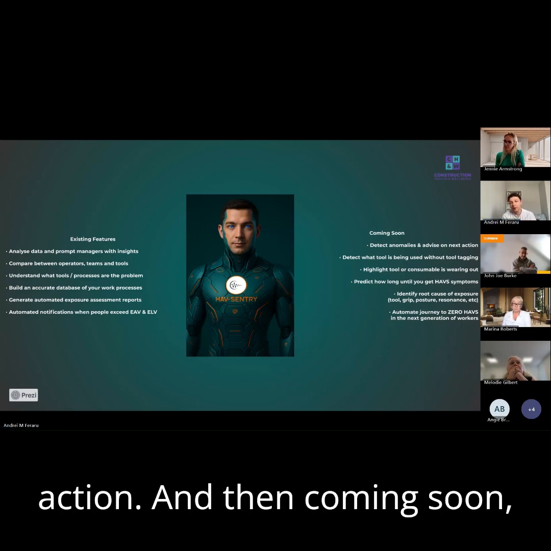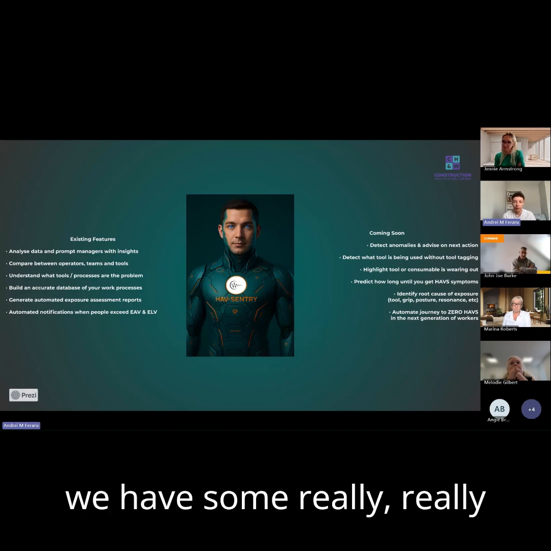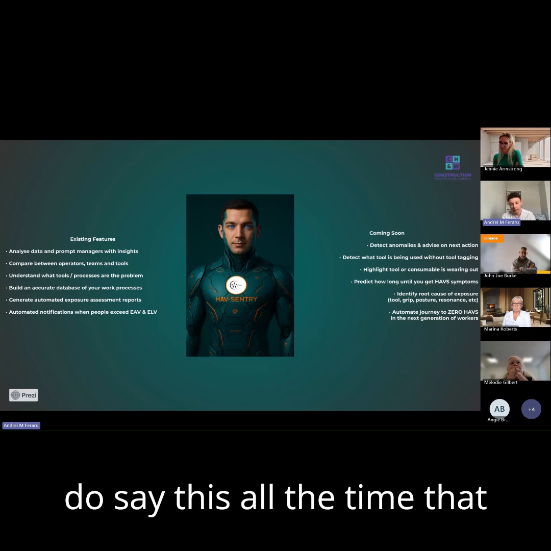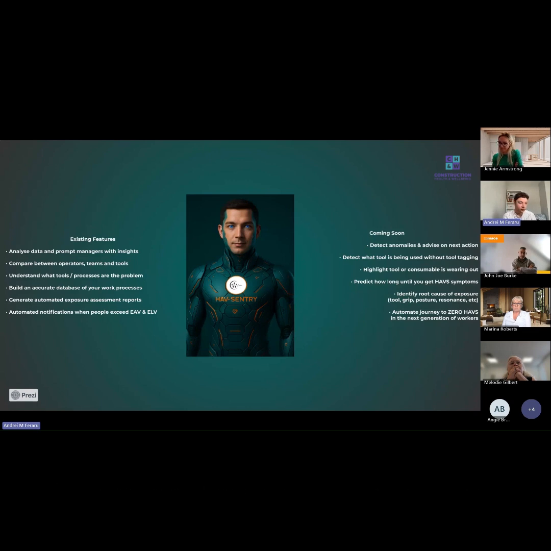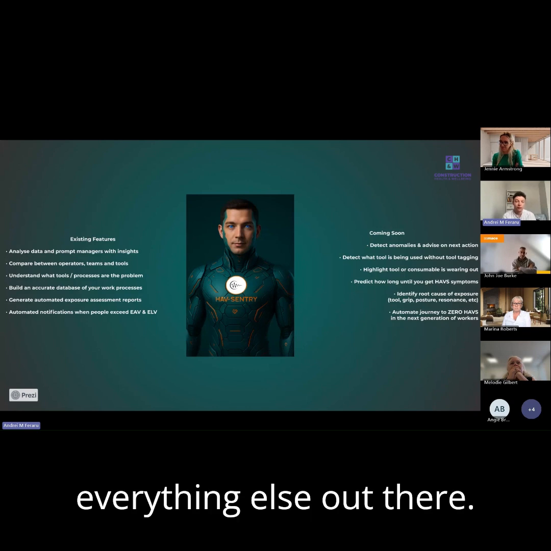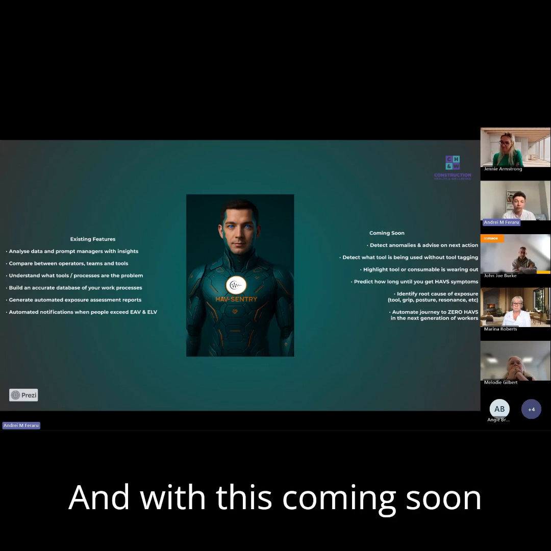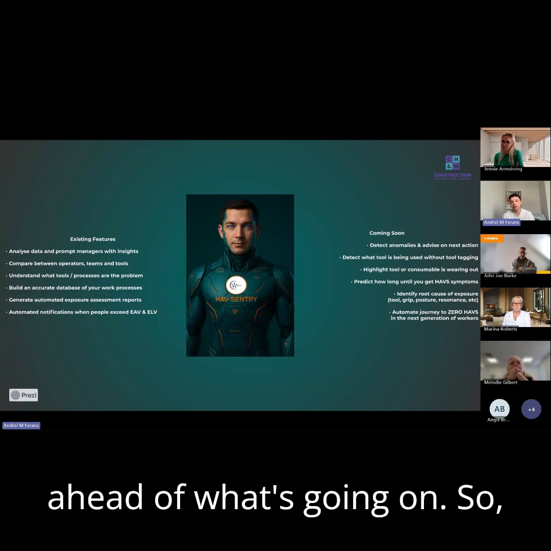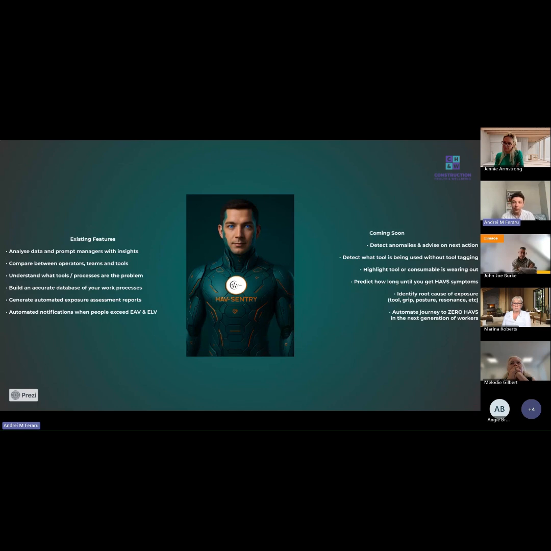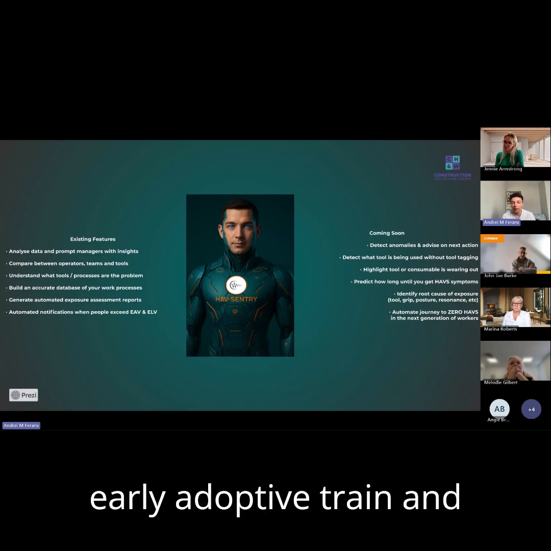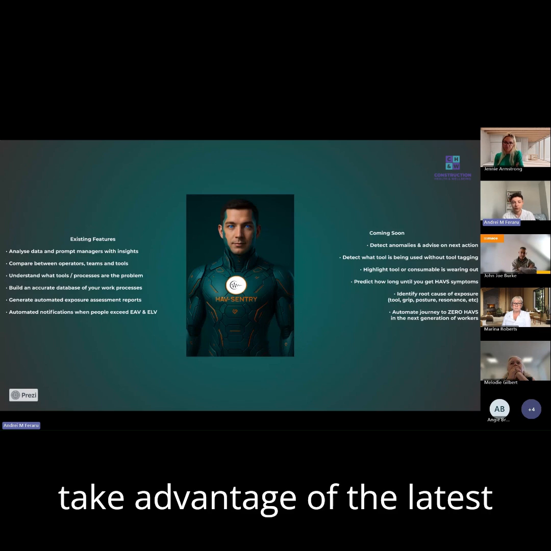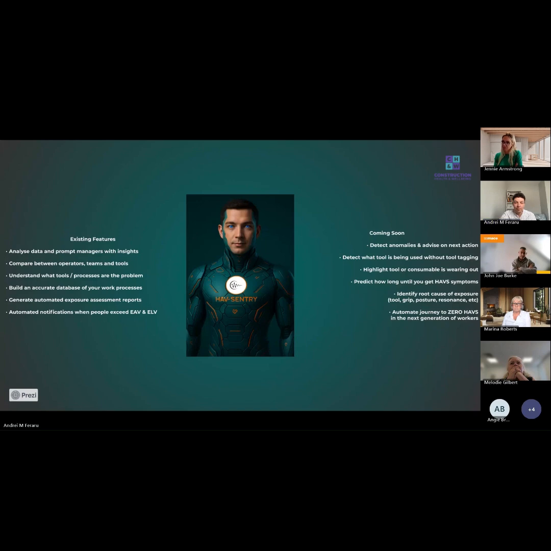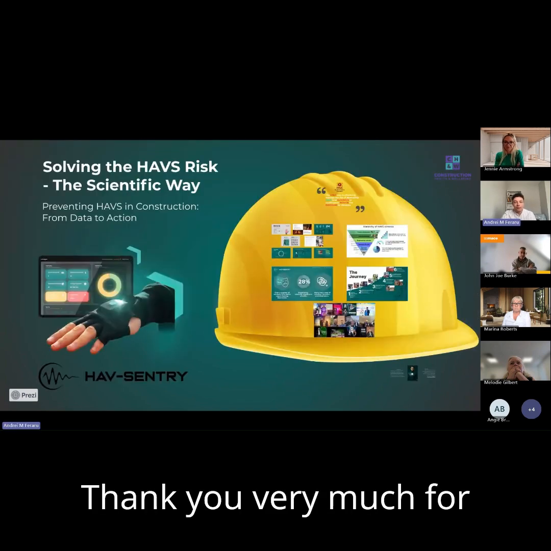And then coming soon, we have some really, really exciting ones that, I do say this all the time, I think we're probably about at least 7 years ahead of everything else out there. And with this coming soon functionality, we're probably going to be 10, 15 years ahead of what's going on. So, do jump on the early adopter train and take advantage of the latest technology and be seen as the innovator in industry. Thank you very much for listening.